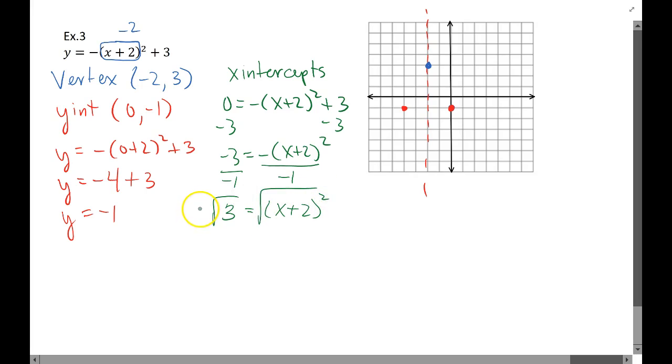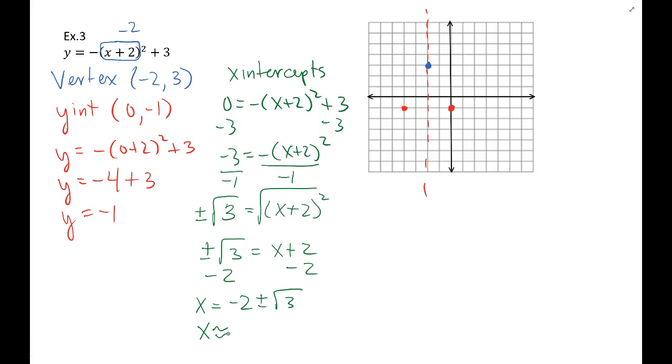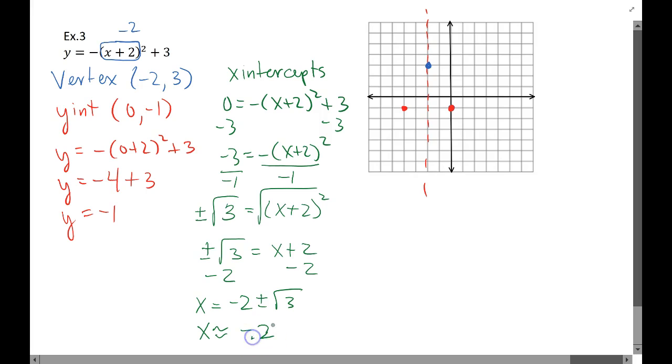We don't know the square root of 3, so we can't simplify that. But we have to put the plus or minus in front of it. So plus or minus the square root of 3 equals x plus 2. We subtract 2 from both sides, and we get x equals -2 plus or minus the square root of 3. And so if we get an approximation for this, x is approximately, we have -2 plus the square root of 3, which gives us a -0.267.